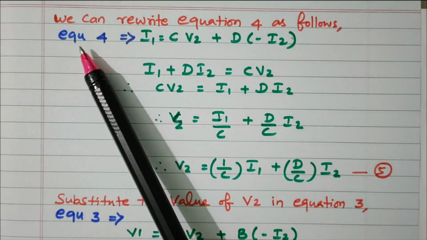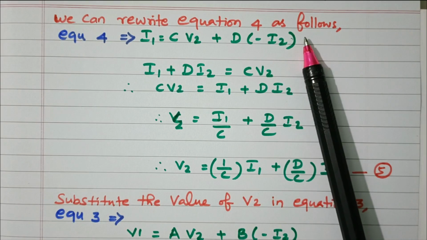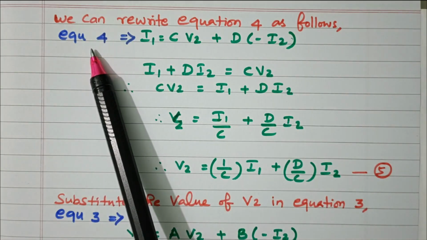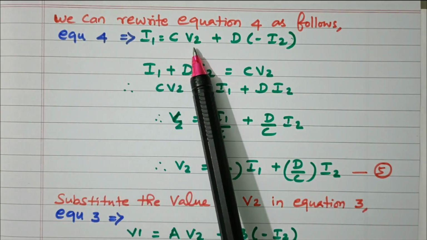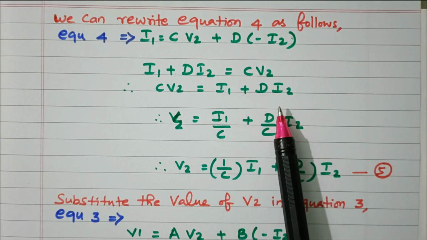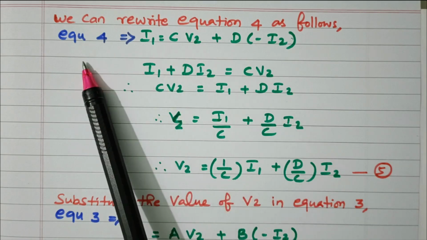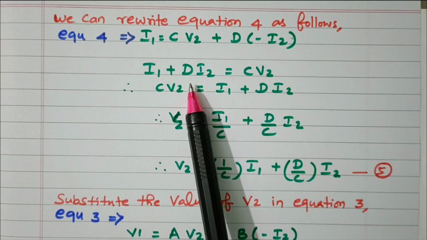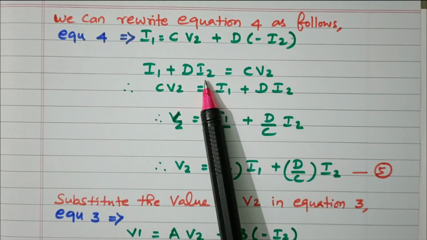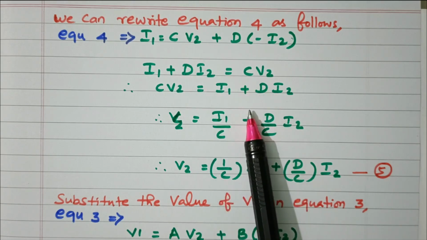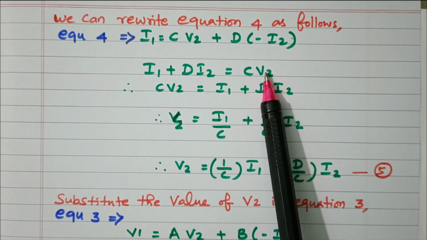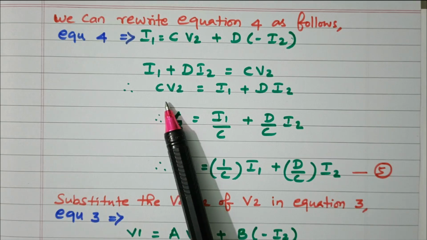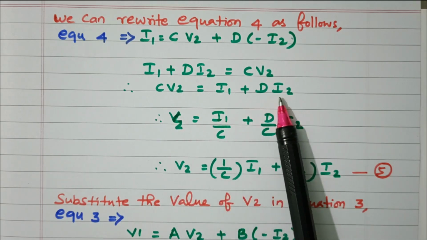Now we are going to rewrite equation 4. We already assigned equations 1, 2, 3 and 4. First take equation 4: I1 equal to CV2 plus D of minus I2. Bring this term to this side. D of minus I2 is brought to this side, so while coming to this side it becomes plus I1 plus D I2, that is equal to C into V2. Now rearrange this: CV2 is written first and this term is written that side. So CV2 equal to I1 plus D I2.